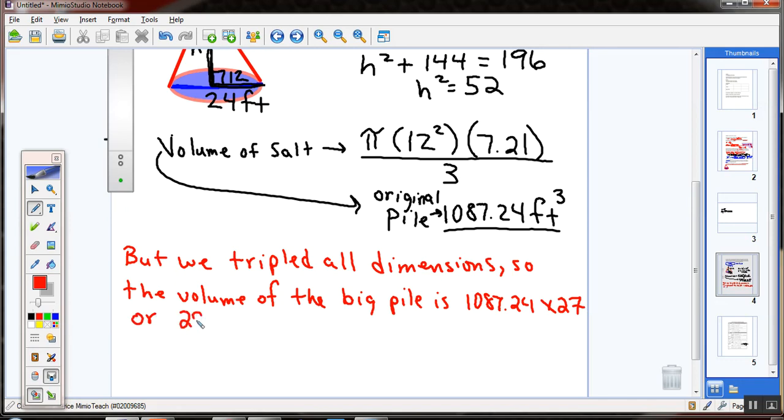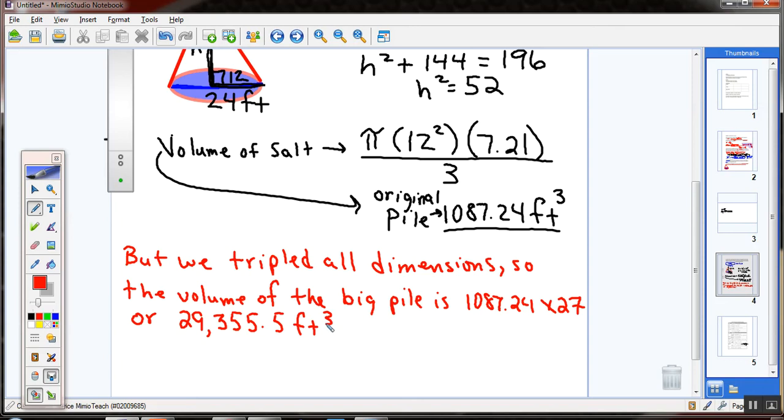Say that one more time for me, Jaden. 29,355.48. It's because I used all the decimals. She's talking about the decimals. I didn't use 1087.24, I used the rest of the decimals. Oh, okay. How about we just call it 0.5? Can we all be happy with that? Okay. So 29,355.5 cubic feet. This is important.